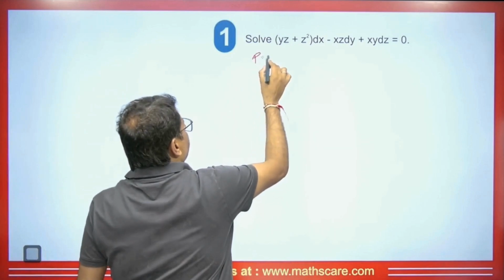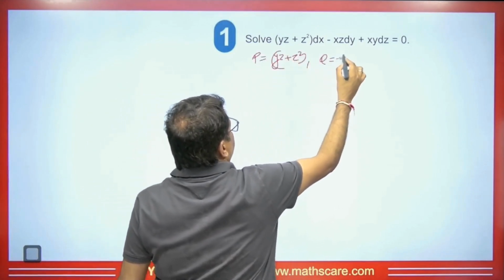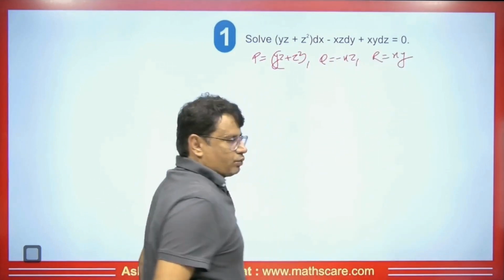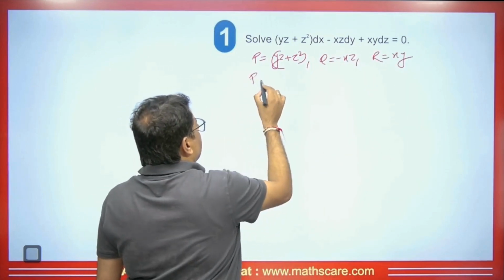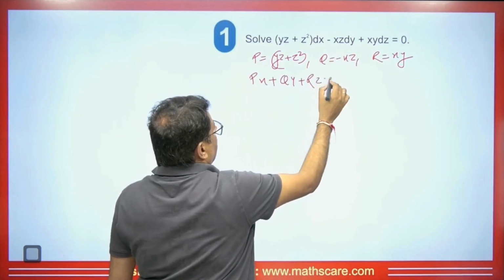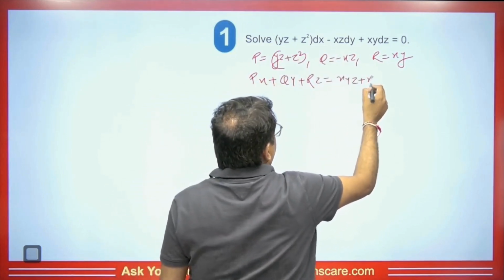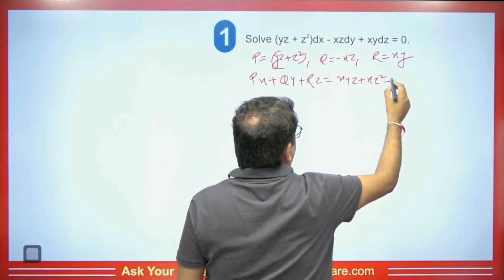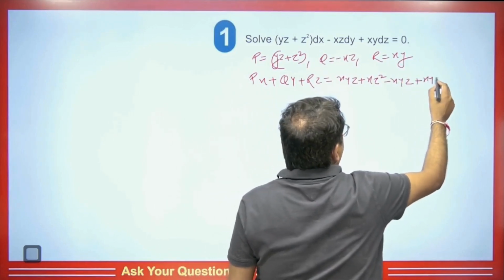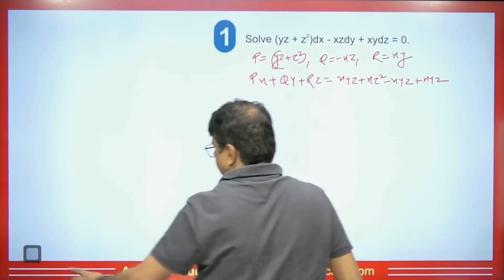Here the value of p that we have is given as yz plus z square. The value of q is given as minus xz, and the value of r is given as xy. Now we know that it is homogeneous with terms of degree 2, so we find px plus qy plus rz. Multiply p by x, this will give us xyz plus xz square. Now multiply this by y, so minus xyz. We will multiply this by z, plus xyz. Now you can see that this xyz is cancelling out.